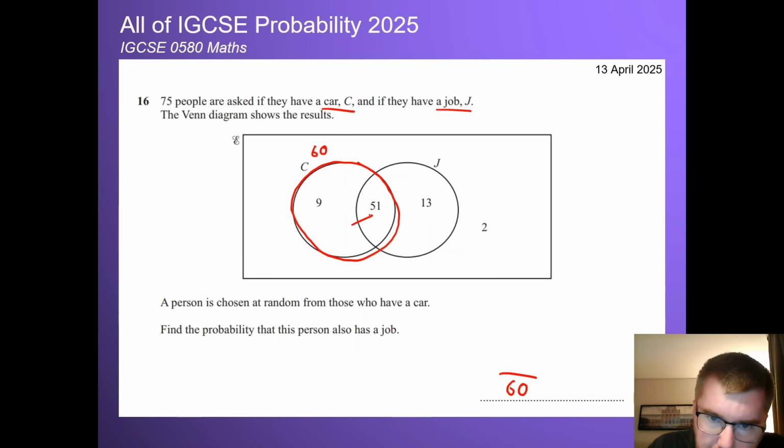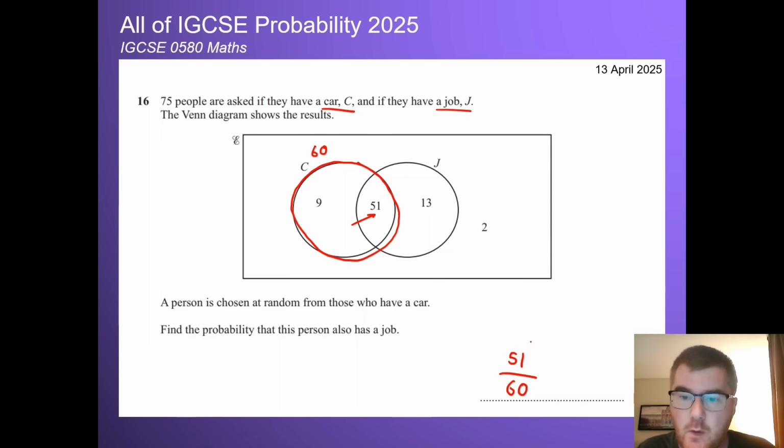Well, that's the part in the middle, so it's going to be 51 over 60. However, be careful because this does simplify. We can actually divide by 3 top and bottom. A way to check this is add the digits and see if it adds up to a multiple of 3. So 5 plus 1 is 6, 3 goes into 6. 6 plus 0 is 6, 3 goes into 6.